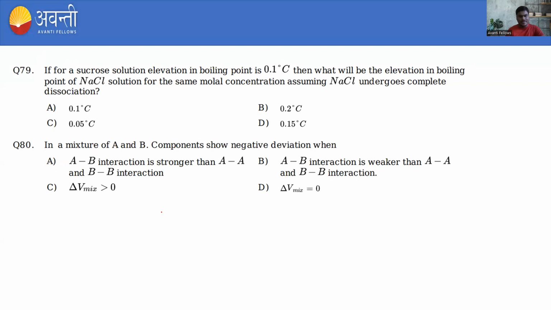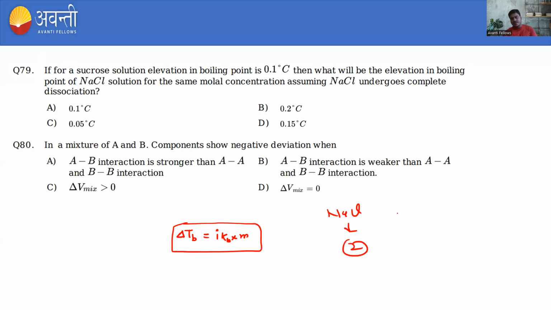We know that ΔTb, again this is a very similar question to the previous one, is nothing but i into Kb into m. This is the basic formula. Hence, elevation in boiling point is directly proportional to the number of solute particles. Since NaCl dissociates completely, the number of solute particles in NaCl solution is double that of the sucrose solution. Because in NaCl, the van't Hoff factor comes out to be 2, one Na and one Cl, but in sucrose, the van't Hoff factor is only 1. So the property becomes twice.